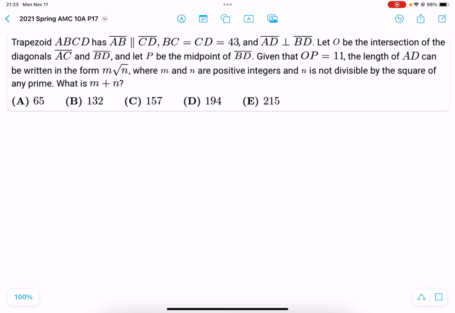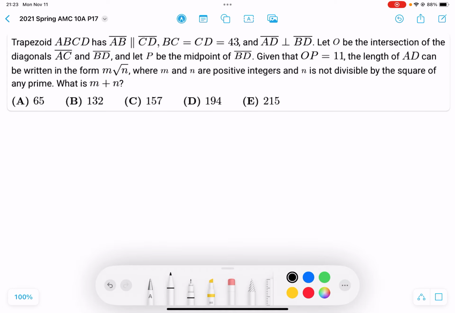Trapezoid ABCD has AB parallel to CD, BC equals CD equals 43, and AD is perpendicular to BD. Let O be the intersection of the diagonals AC and BD, and let P be the midpoint of BD. Given that OP is 11, the length of AD can be written in the form m times square root of n, where m and n are positive integers and n is not divisible by the square of any prime. What is m plus n?